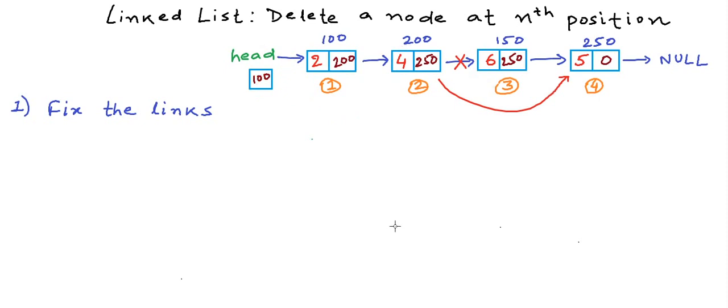Now fixing the links is not good enough, because all that we do when we fix the links is that we detach the node from the linked list so that it is no more accessible, but it is still occupying space in the memory. As we know, a node is allocated space from what we call the dynamic memory, or the heap section of the memory. We have talked about this earlier.